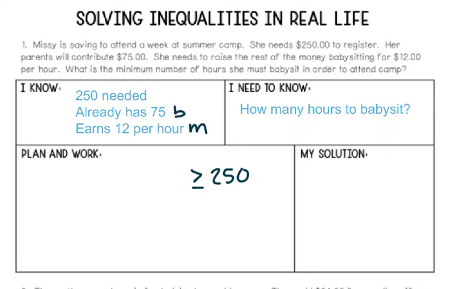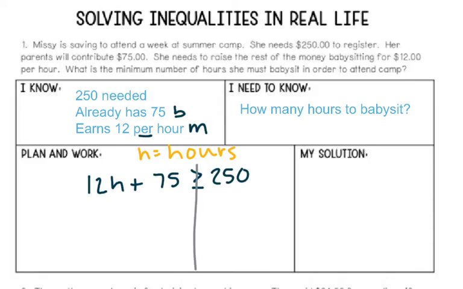That per is indicating multiplication. I'm going to go ahead and use H as my variable and label that H is standing for hours. That's what we're solving for, how many hours. To set up this inequality, I'm going to have 12H plus 75 is greater than or equal to 250. Now we can solve this inequality to find our solution.